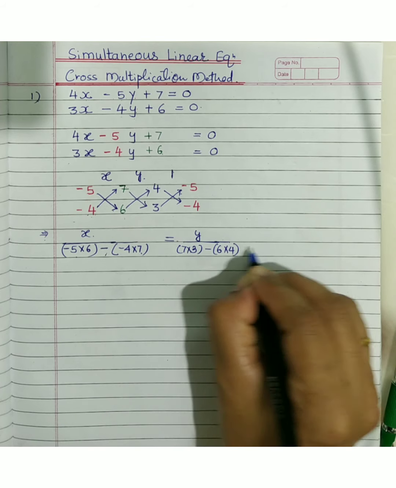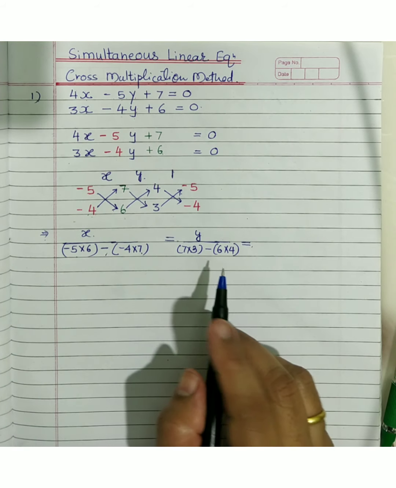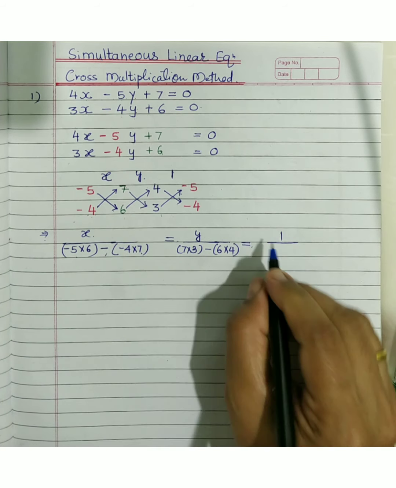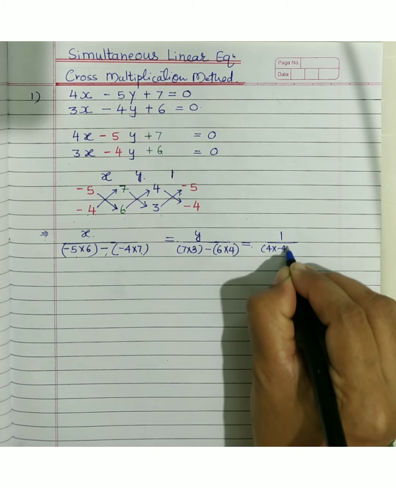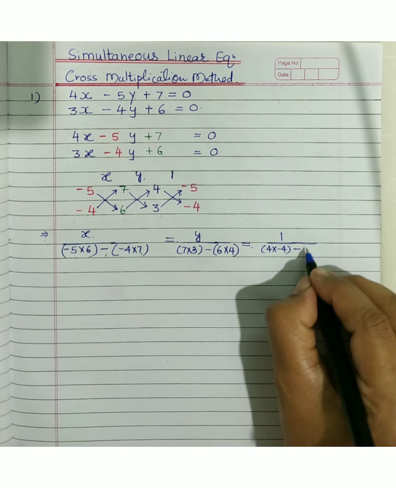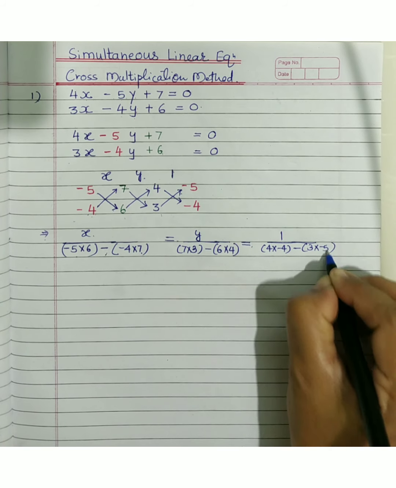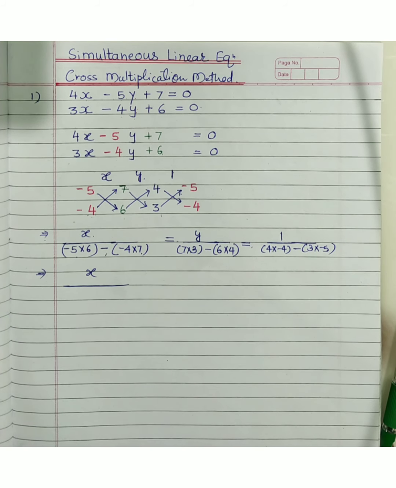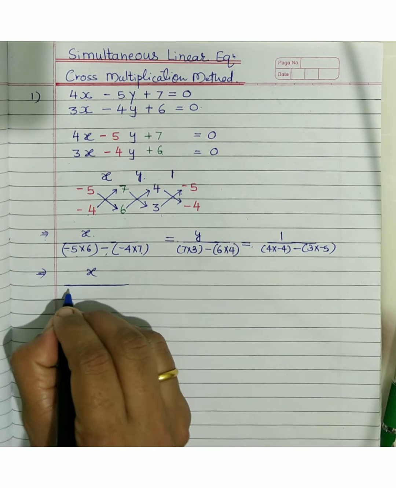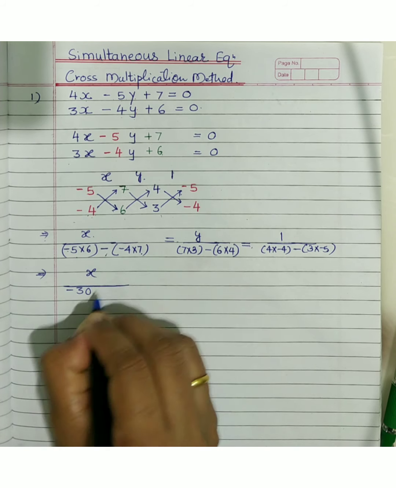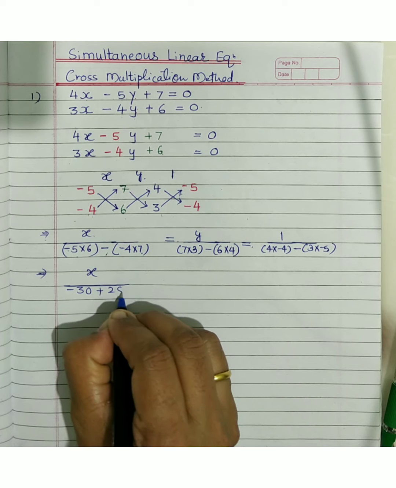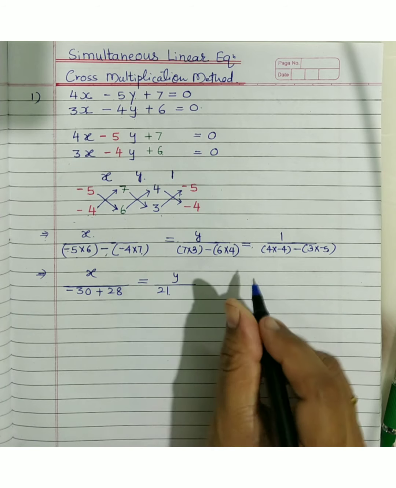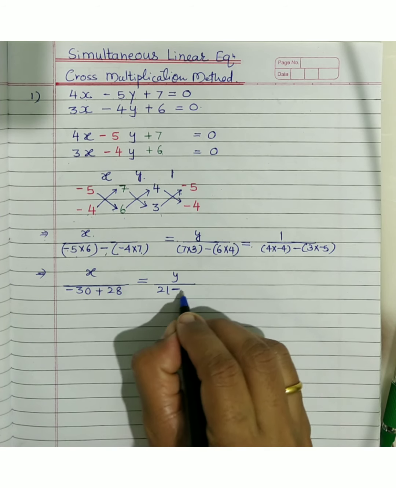After you have seen this, you have to work it out yourself. Then only you will get it. Then for 1 upon, here also 4 into minus 4 minus 3 into minus 5. Then simplify this. Next step, x upon what you will have? Minus 5 6s are minus 30, minus minus plus 7 4s are 28, is equal to y upon 7 3s are 21 minus 6 4s are 24.